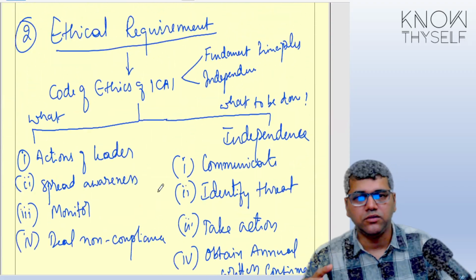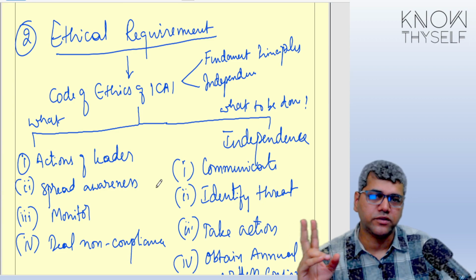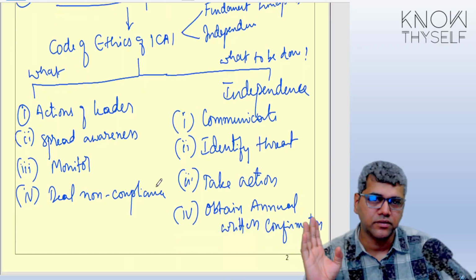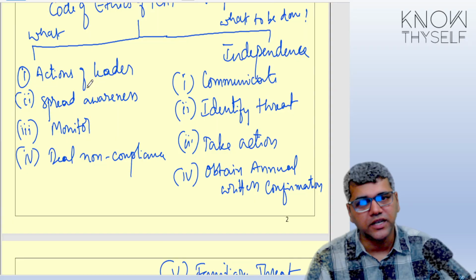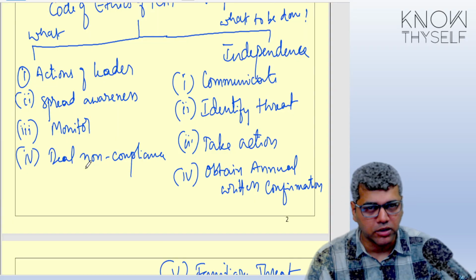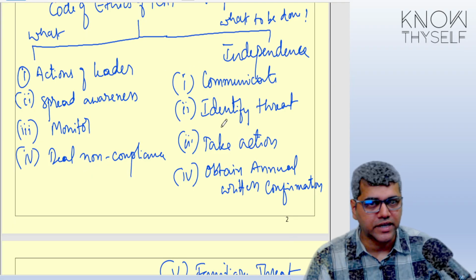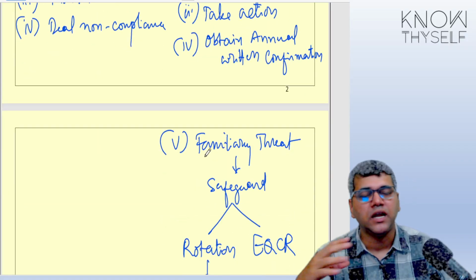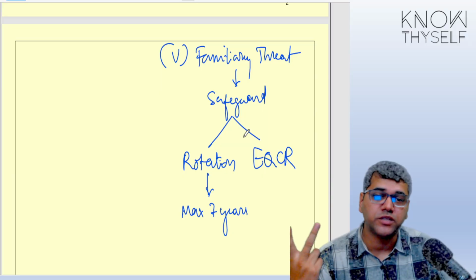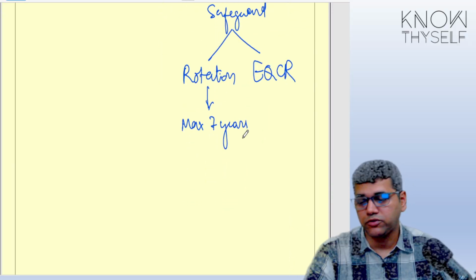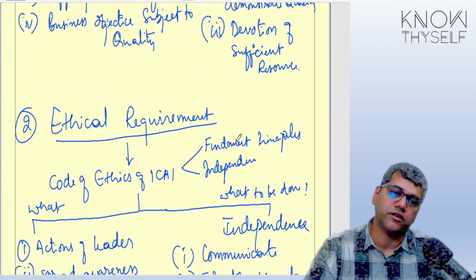So when you study, you say, okay, what is ethical requirement? Simple. Code of ethics. Code of ethics talks about the fundamental principles and independence. So how do the fundamental principles have to be implemented in the organization? Through actions of the leader, by spreading awareness, monitoring and dealing with non-compliance. How does independence have to be implemented in the organization? By communicating, identifying threat, taking action, obtaining annual confirmation and addressing familiarity threat. How will familiarity threat be addressed? By putting safeguards. How many types? There are two types, rotation and EQCR. What is rotation? Maximum 7 years. Done. This is all about your second requirement.